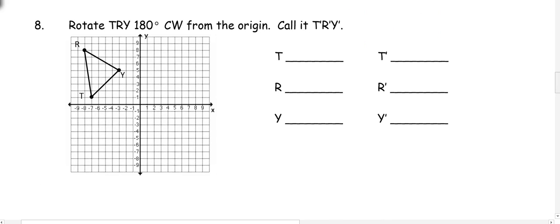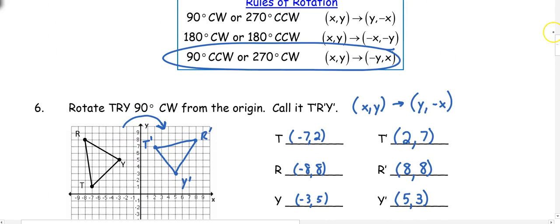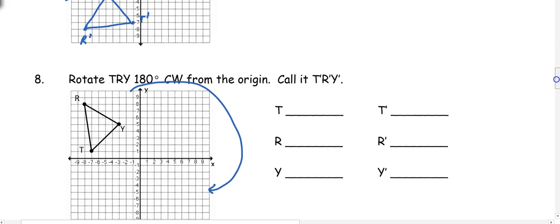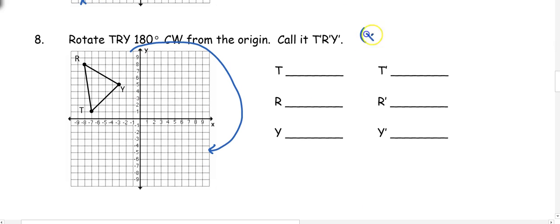The last one: rotate TRY 180 degrees clockwise from the origin. If I'm going 180 degrees, I'm going two quadrants, so I want to end up in the fourth quadrant. Let's look at our rule. For 180 degrees, our coordinates stay in the same order, but they take the opposite sign. So x, y goes to negative x, negative y.